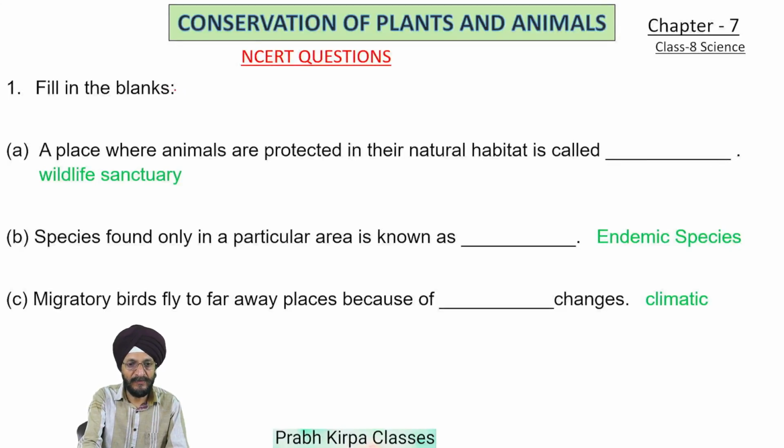Now, question first. Fill in the blanks. A place where animals are protected in their natural habitat is called a wildlife sanctuary. Next, a species found only in a particular area is known as an endemic species. Next, migratory birds fly to faraway places because of climatic changes. They may also fly to other places for food.